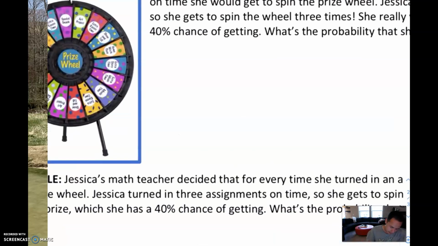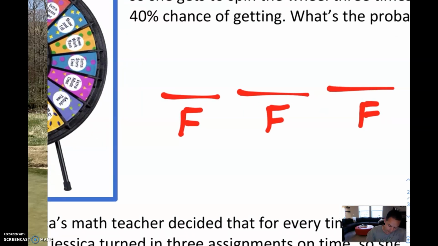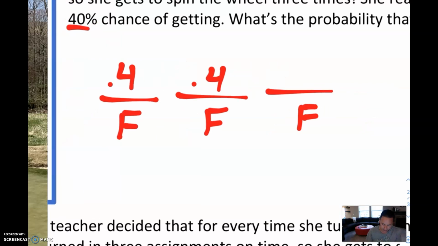Sounds good. So we're going to spin it 3 times. So I'm going to draw out 3 slots. And this one has to get food, that one has to get food, and that one has to get food. So in order to find this probability, pretty simple. The chance of getting food on the first one is 0.4. So 40% as a decimal is 0.4. Then she's going to spin the wheel again. And whatever happened on the first spin doesn't impact the second spin. She still has a 40% chance of getting free food. So the second spin is 40%. The third spin is 40%.